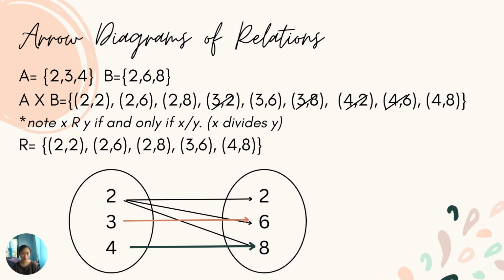So, just as you are seeing in the slide here: 2 going to 2, 2 going to 6, 2 going to 8. In red, 3 going to 6. And itong blue, 4 going to 8. So, ganyan ang arrow diagrams of relations.